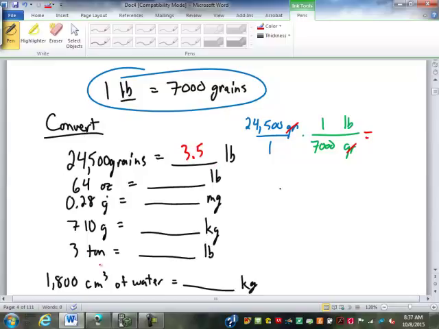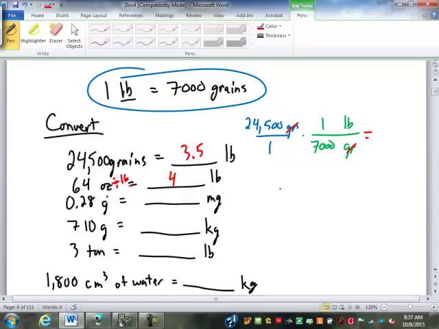64 ounces into pounds. Is the unit getting bigger or smaller? Bigger. Going from ounces to pounds, the unit's getting bigger, so we're going to divide. How many ounces in a pound? 16. That's 4 pounds.